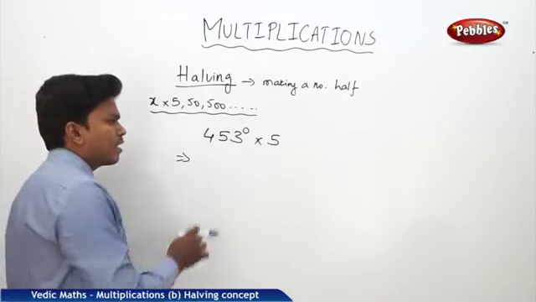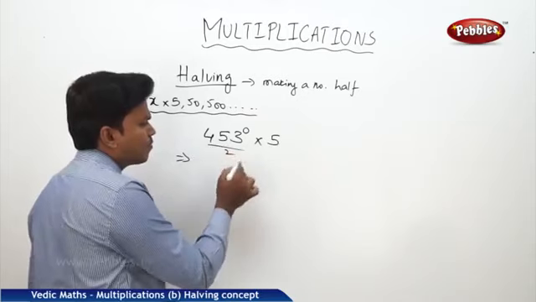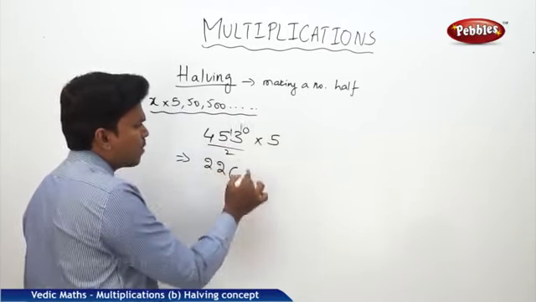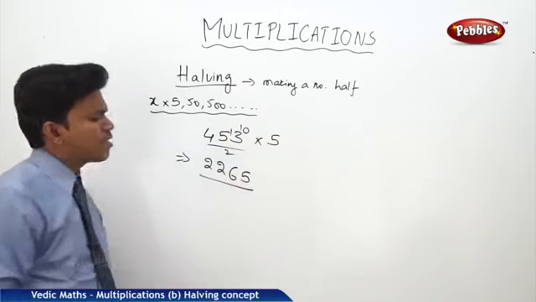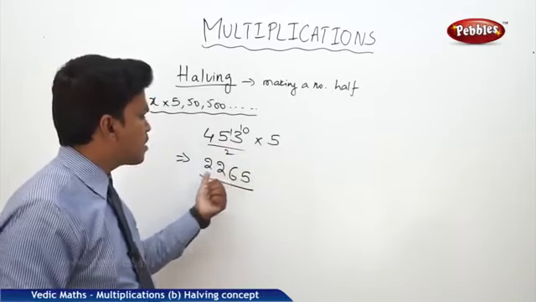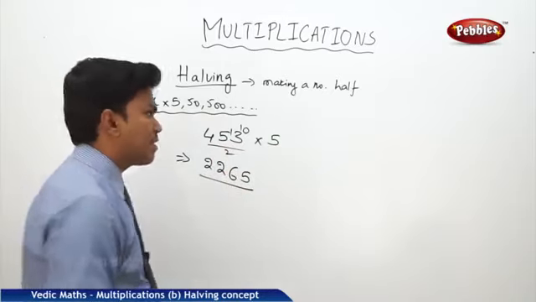After putting a 0 at the end, you just make it a half. How much will you get? So 2 2s, 2 2s, 2 6s, 1 remainder, 2 5s. So the answer is 2265. That means 453 into 5 is how much? 2265.